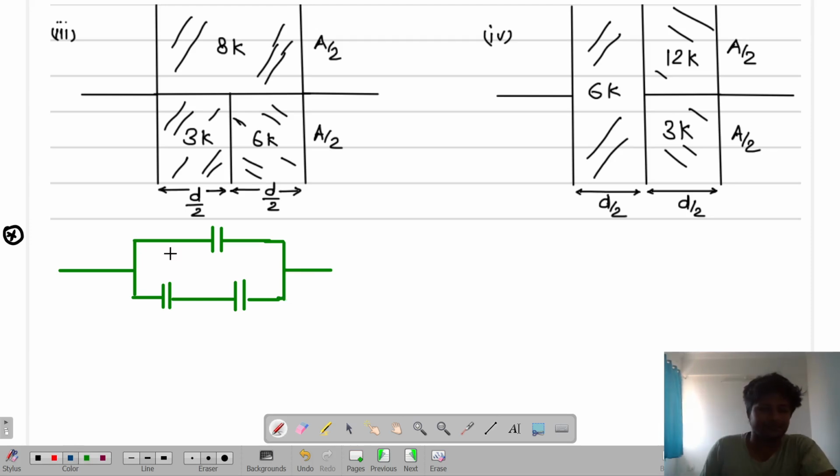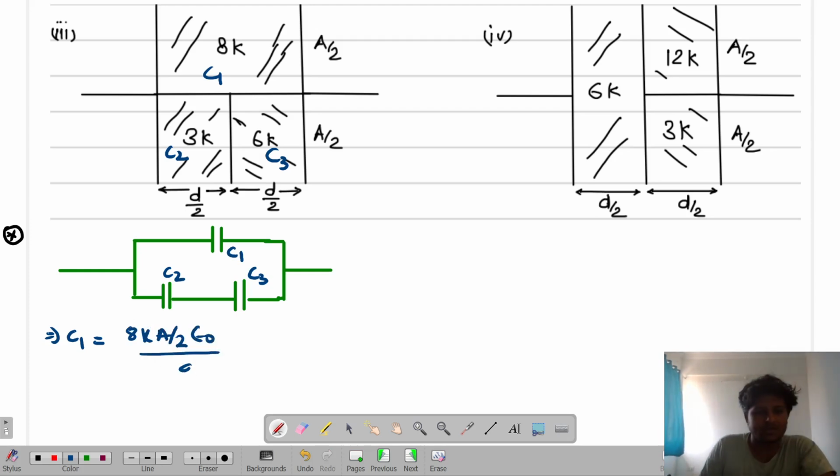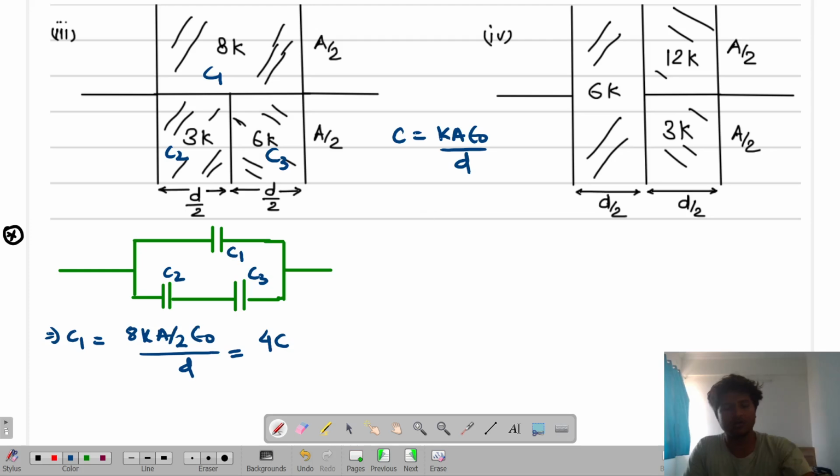Call these C1, C2, C3. C1 is how much? Epsilon naught 8k A by 2 epsilon naught by distance d, isn't it? So 4C, because our constant reference k A epsilon naught by d is my C. Are you able to get me or not?